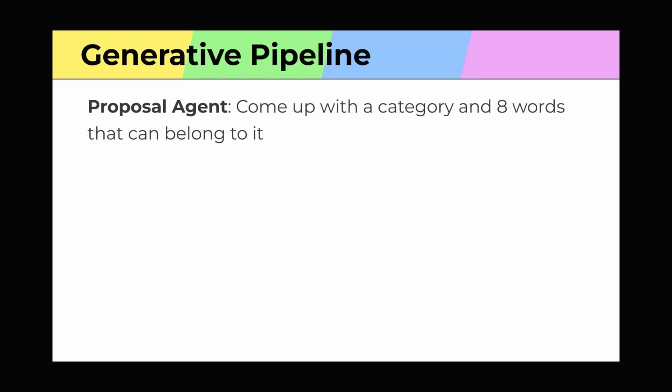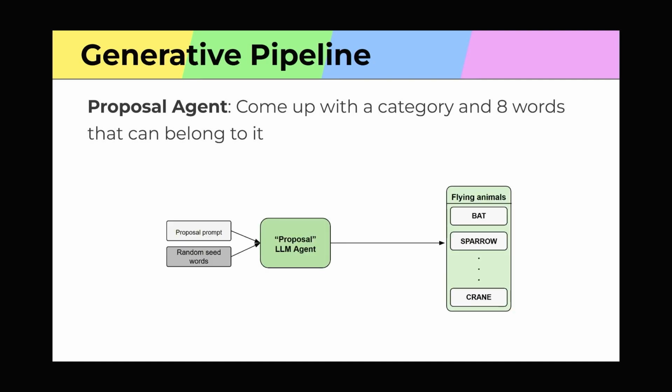We have our proposal agent. This is a large language model that's doing the creativity of puzzle creation. It's coming up with a category that it thinks is cool, and it's going to think of 8 words that could belong to it. So for example, we have our proposal LM agent, we pass in our prompt, and it's going to generate flying animals with bat, sparrow, and then crane.